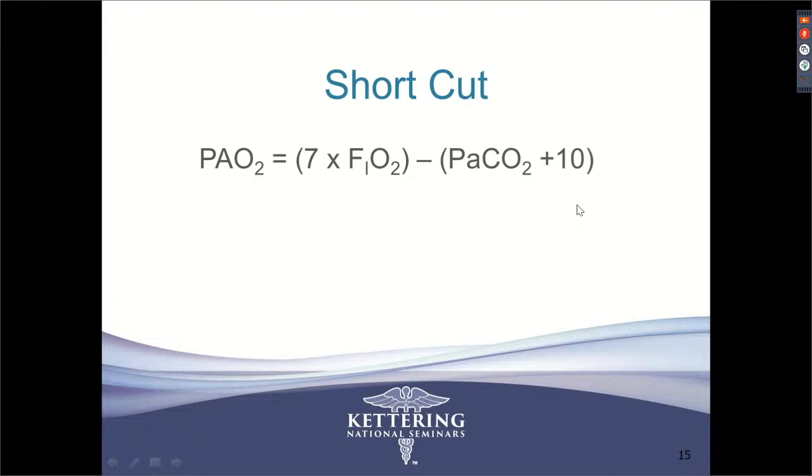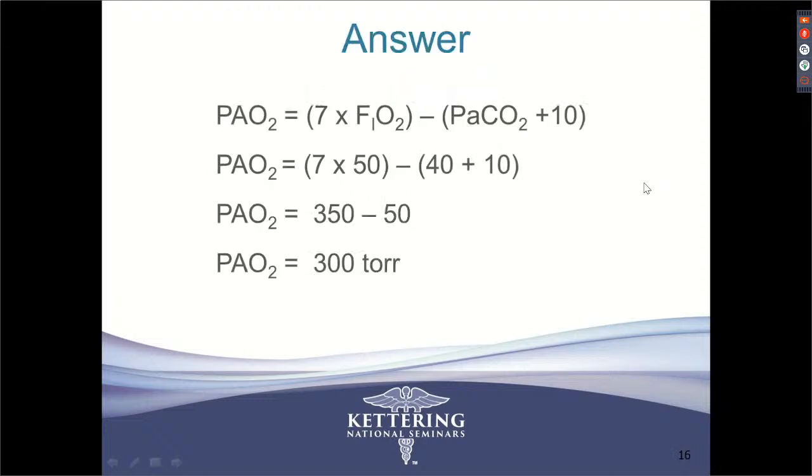The neat thing about this shortcut is that it allows you to use a whole number for the FiO2. So again, if you're not using a calculator, it makes the math a lot easier. If we take that same situation of 50% oxygen and a CO2 of 40 from the last example in the book, notice how this comes out. The 70 times 50 is 350, and then the 40 plus the 10 is 50, so it's 350 minus 50, that's 300. You could almost do that in your head, okay?